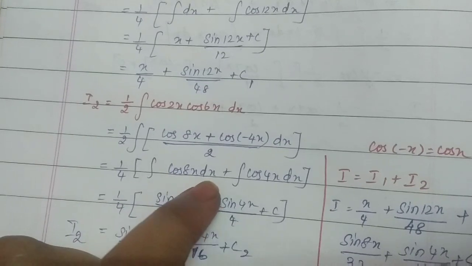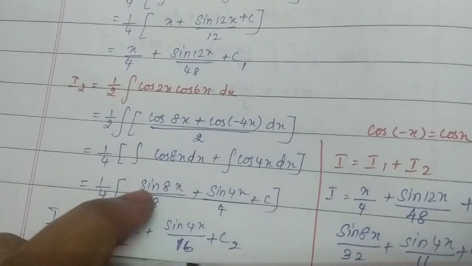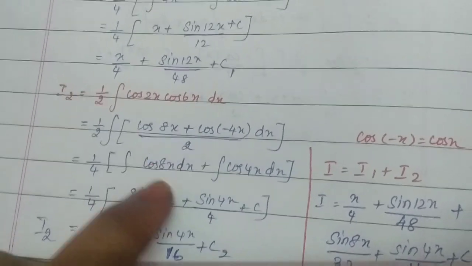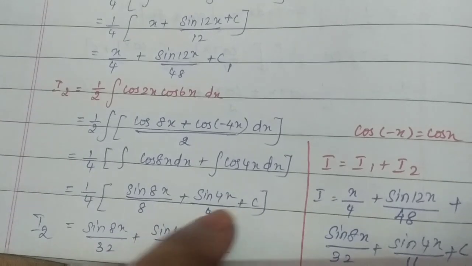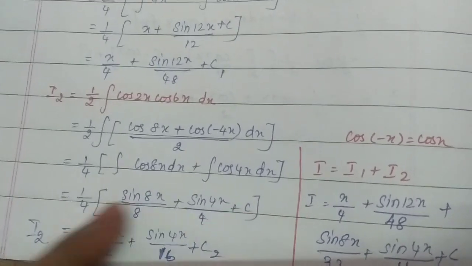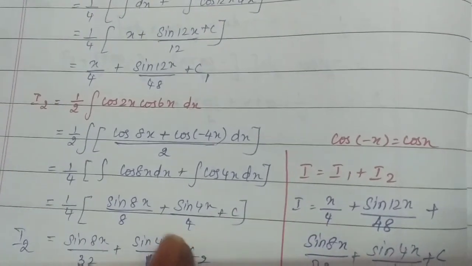Now, integral of cos x dx is nothing but sin x plus c. Here cos 8x is there, so sin 8x divided by 8, since 8 is the coefficient. Here cos 4x integral is nothing but sin 4x divided by 4 plus constant. So, this is the integral 2. This constant you can write as c2 here.